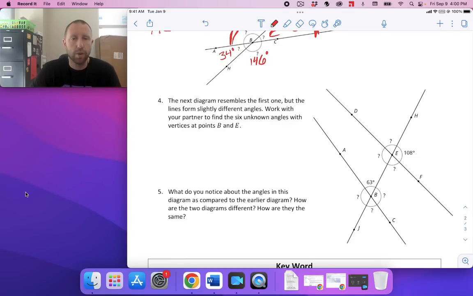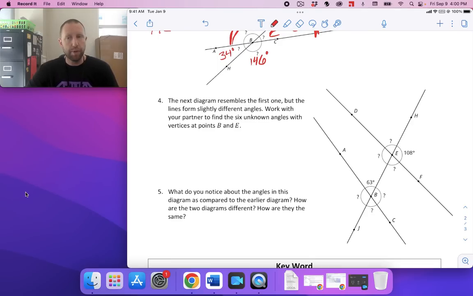It says here, work with your partner to find the 6 unknown angles with vertices at point B and E. They did give us enough information, so go ahead and pause the video, see if you can find these missing 6 angles.